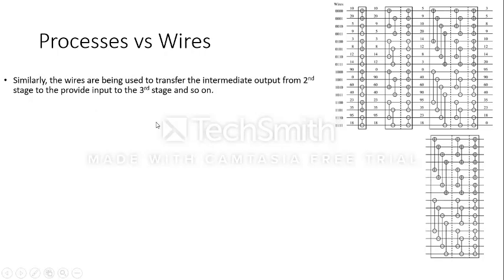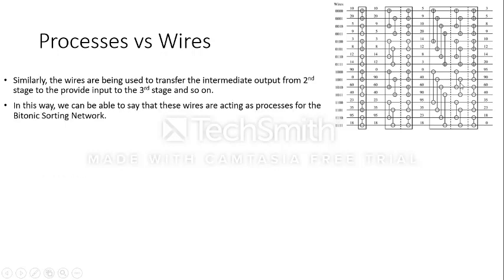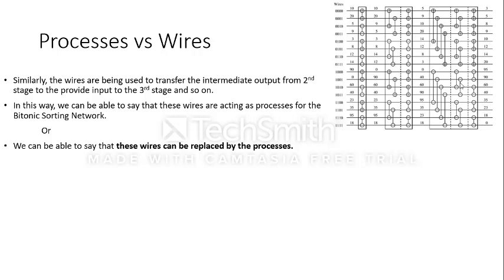Now, it is the same thing that I explained earlier, that the wires are used to transfer the individual output. With respect to the third stage, it has three steps: step one, step two, step three. Again, in this case, they play an important role, and the output from one of the stages is transferred towards the next of the stages. In this way, these wires are basically acting as the processes, and through these processes the actual execution takes place. Now, in order to run on the hardware, we have to replace these wires with the processes.